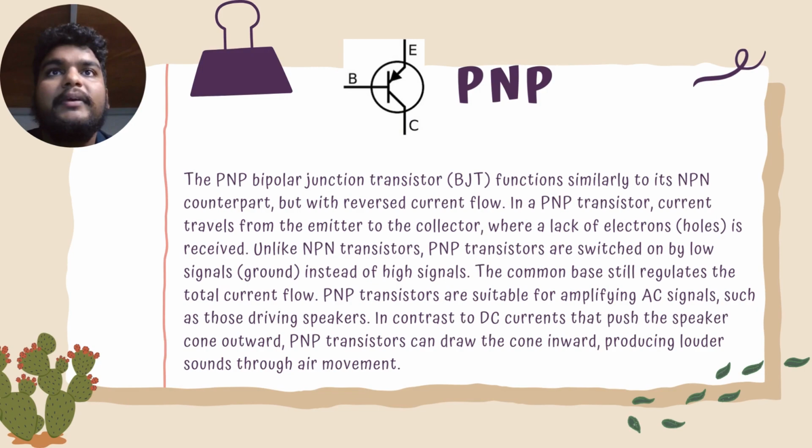So thank you. Next is the PNP transistor. So what is a PNP transistor actually? The PNP bipolar junction transistor functions similarly to its NPN counterpart, but with a reverse current flow. In a PNP transistor, current travels from the emitter to the collector, where a lack of electrons is received. Unlike NPN, PNP transistors switch on by low signals instead of high signals.